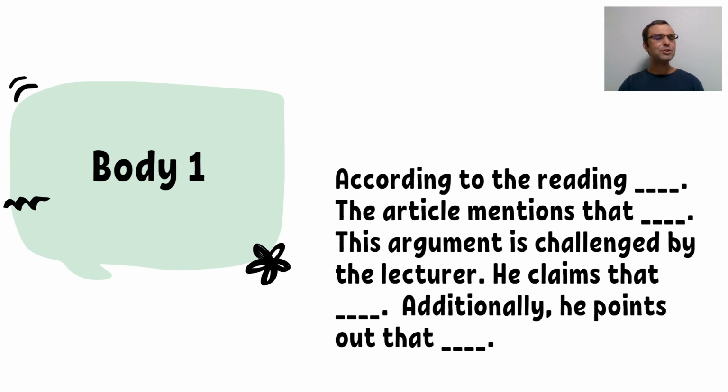Next up is the first body paragraph of your essay. The template is pretty straightforward. You're just filling in the blanks with details from the reading and from the lecture. So it's going to start with "According to the reading," and then you give me the first detail from the first body paragraph. "The article mentions that," and then give me one of the supporting details. "This argument is challenged by the lecturer. He claims that. Additionally, he points out that."